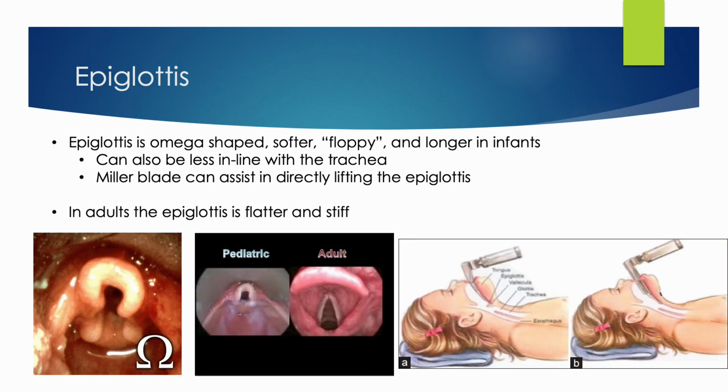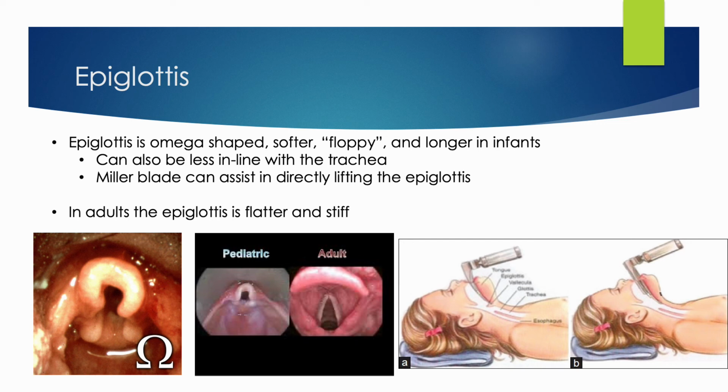Finally, we can discuss some differences with the epiglottis. In infants, the epiglottis is omega-shaped, softer, floppy, and longer. It can also be less in line with the trachea. The Miller blade can be useful in assisting to directly lift the epiglottis in order to gain a better view of the airway, and in adults the epiglottis is flatter and stiff.